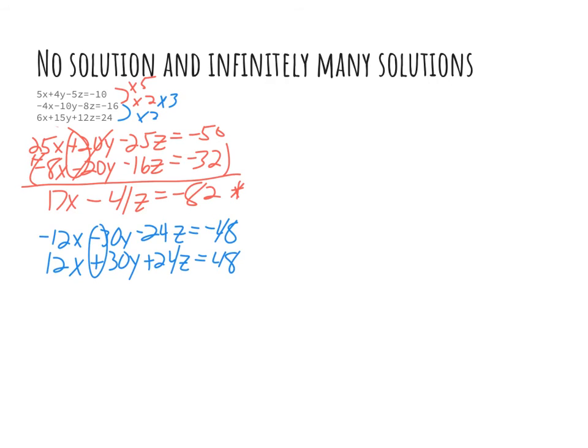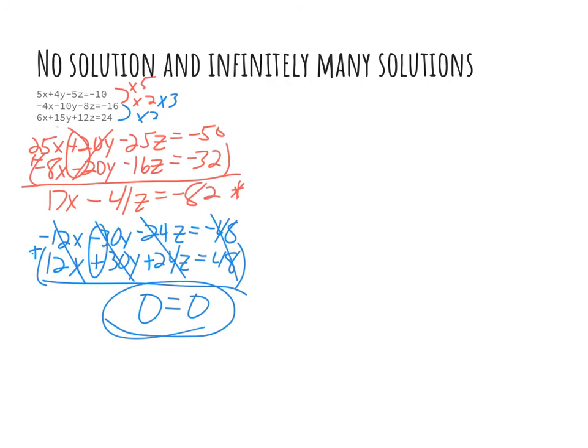Signs are different, so I can go ahead and add the two equations together. And this goes away, this goes away, and that goes away, and that goes away, and I get 0 is equal to 0. This right here, if you ever see that, 0 equals 0, or any number equals itself, you should know that you have infinitely many solutions.